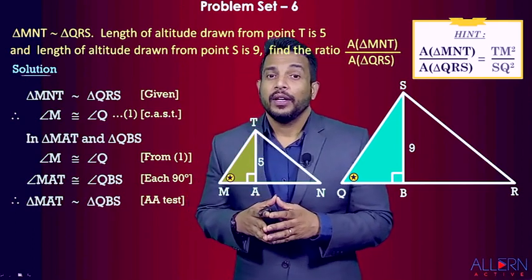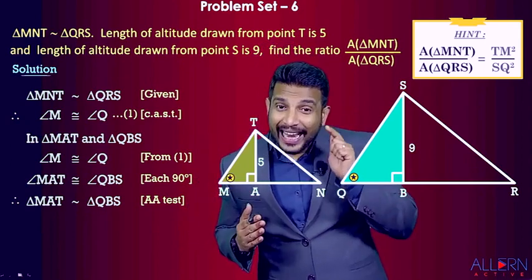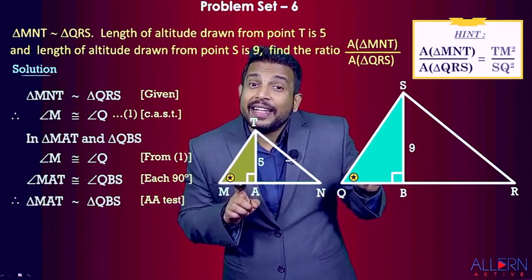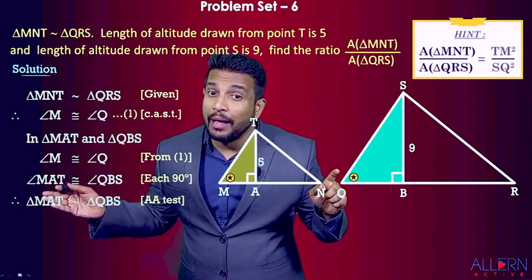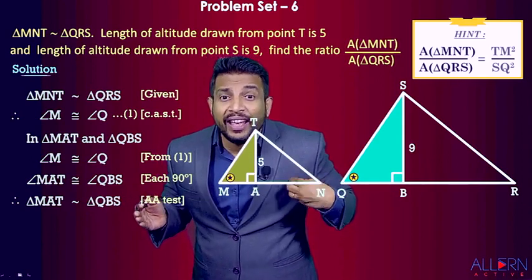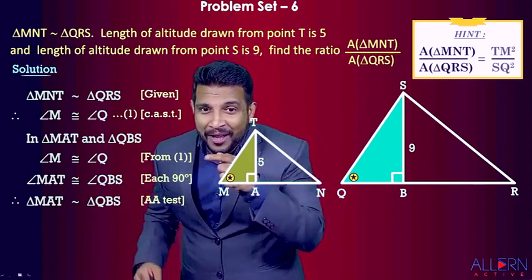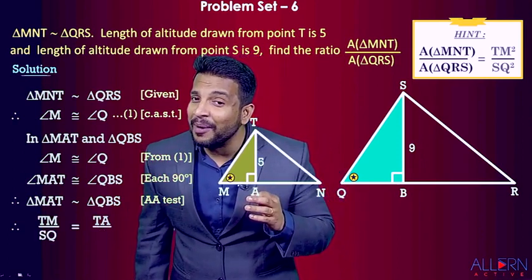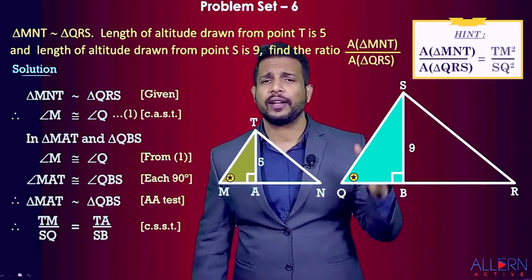Wasn't that easy? Now remember, why are we doing all this? We are proving this similar so that we end up getting the value of TM upon SQ. Since these two triangles are similar, we can take the ratio of the corresponding sides. So now let's take the ratio which we want, TM upon SQ. That will be equal to the other ratio, so take the one about which we have information. We have information about TA, so we'll write it is equal to TA upon SB. Beautiful. So TM upon SQ is equal to TA upon SB. And the reason there is CSST, corresponding sides of similar triangles.